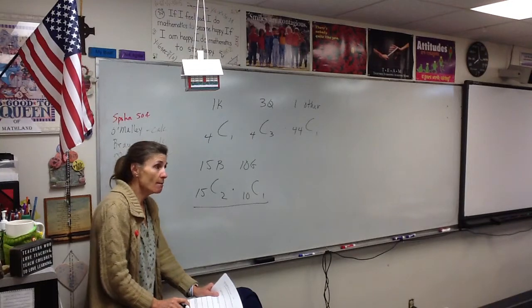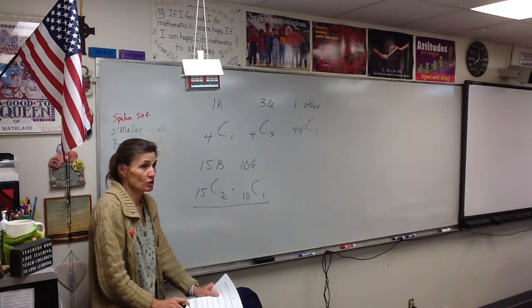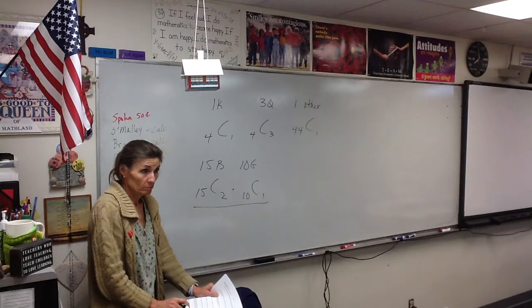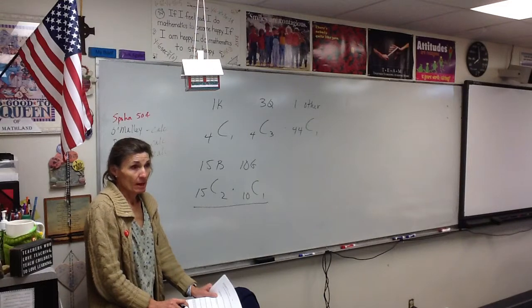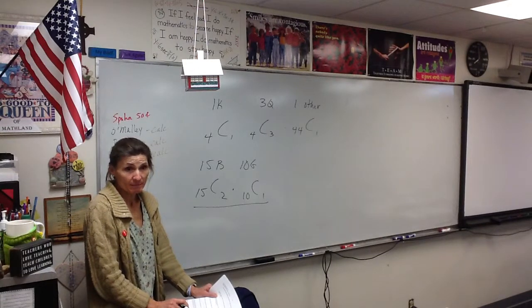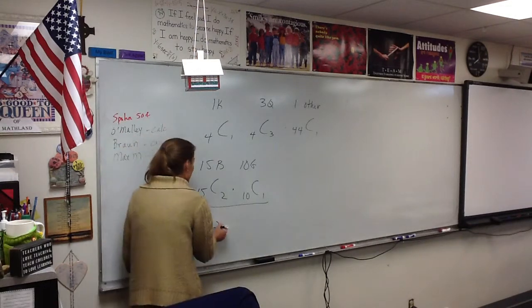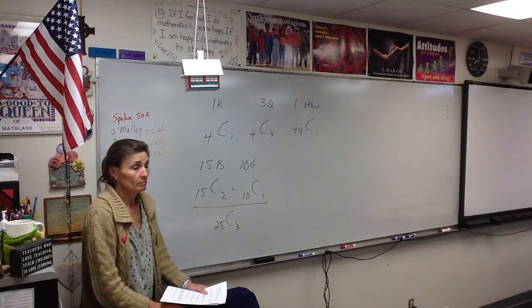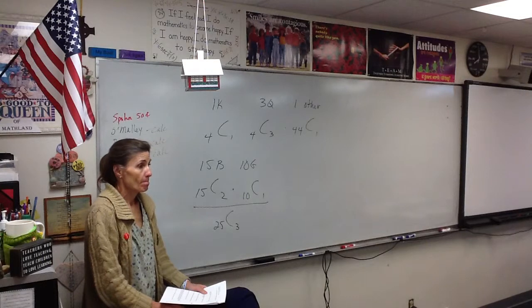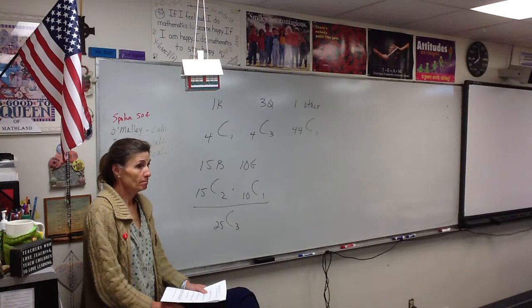Now, this is a probability question, so it needs a denominator. What goes in the denominator of a probability question? The total. The total ways you can do something. How many total kids do you have? 25. How many total kids are you picking? 3. So your denominator is 25C3. Any question about that?